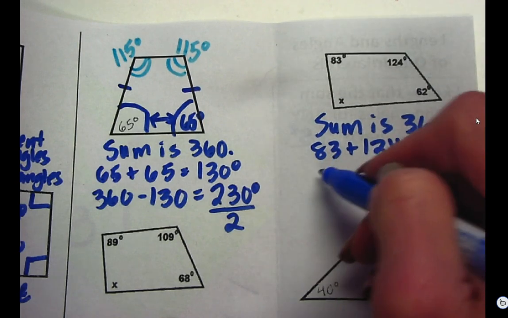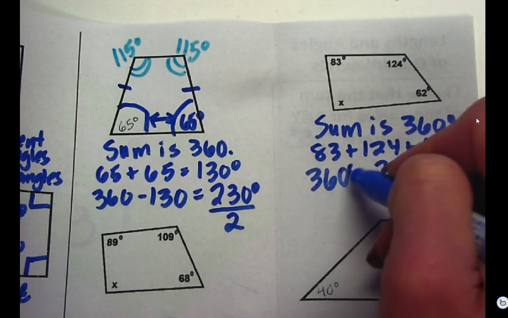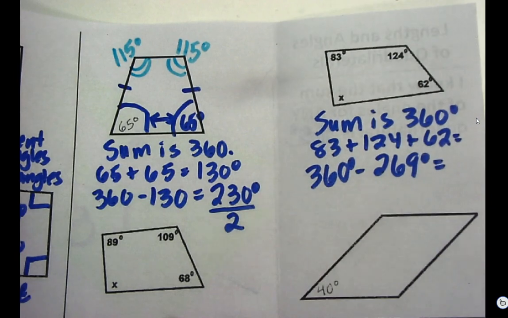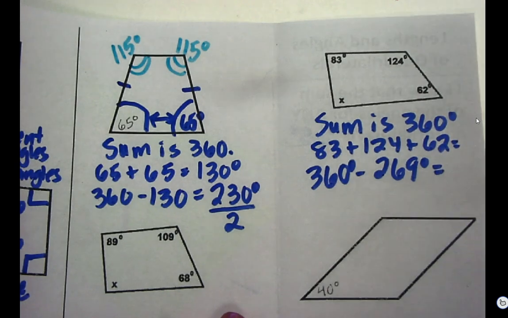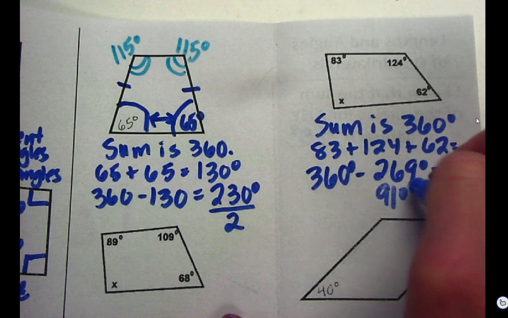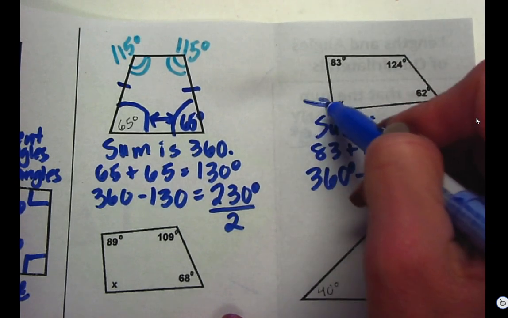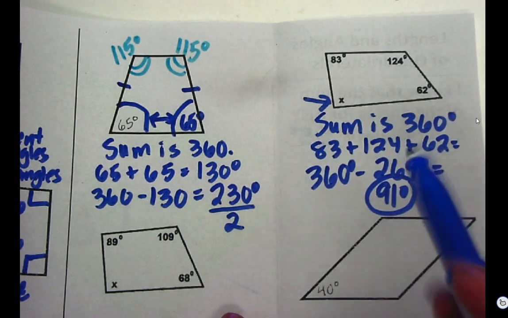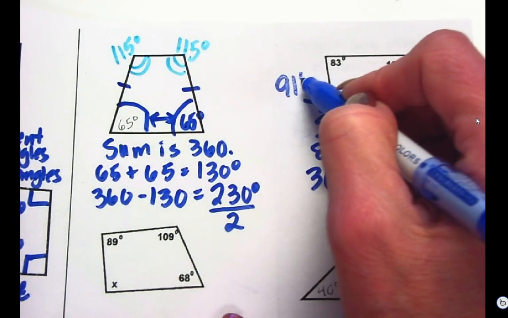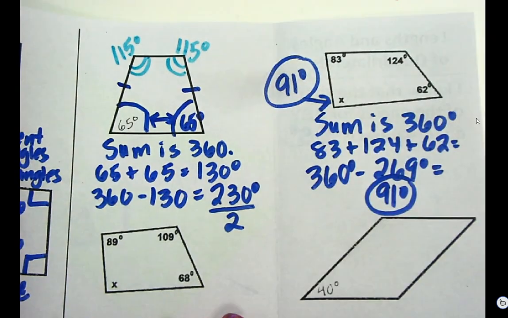And then I'm going to subtract 269 from 360. And then what do I get for the missing angle measure? 91? You guys confirm that? 91 degrees. See that? So this angle over here, because I added these together and then I subtracted from 360, I determined that this was 91 degrees. Make sense?